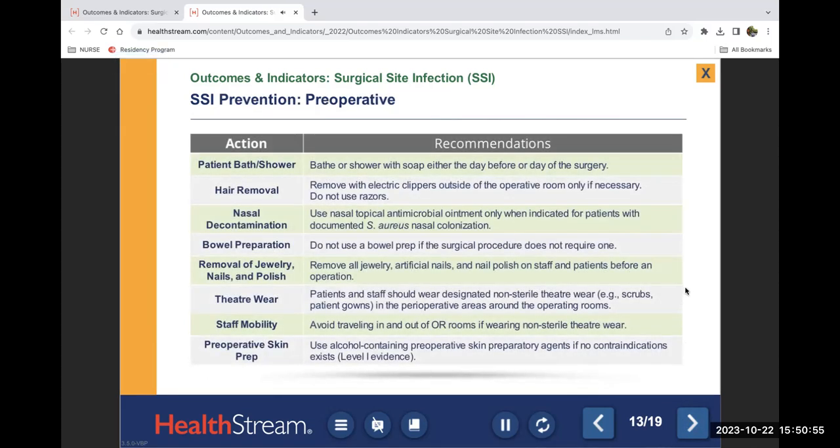Preoperative prevention of SSI includes multiple factors, most of which address reduction of surface contamination by hair removal and appropriate skin cleansing of both patients and staff. Bowel preparation should only be used for patients undergoing bowel or abdominal surgeries. When clothing patients in non-sterile theater wear, consider dignity and privacy issues. Using alcohol-containing skin preparatory agents has been shown to reduce SSIs more than single-ingredient skin preparatory agents alone.